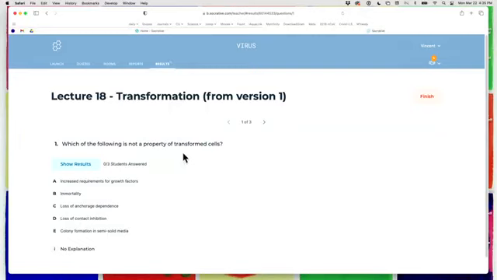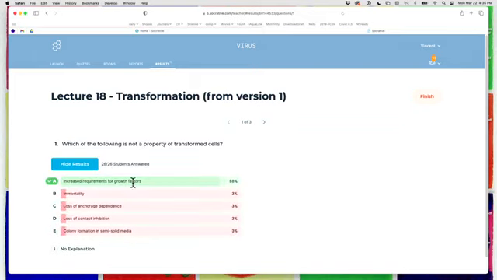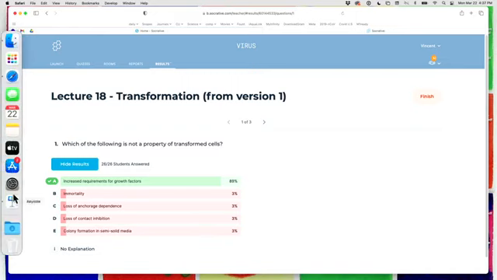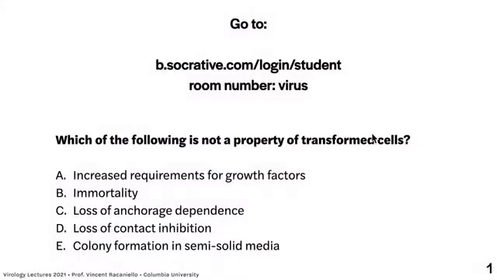So transformed cells are basically persistently infected cells. Which of the following is not a property of transformed cells? Increased requirements for growth factors, immortality, loss of anchorage dependence, loss of contact inhibition, colony formation in semi-solid media. Most of you got the right answer, which is increased requirements for growth factors. It's the opposite of what a transformed cell has, decreased requirements for growth factors, right? All these others are properties of transformed cells.